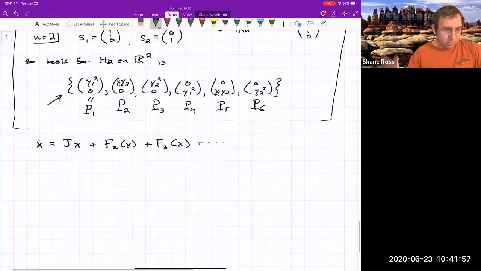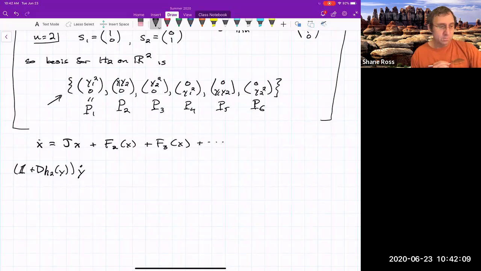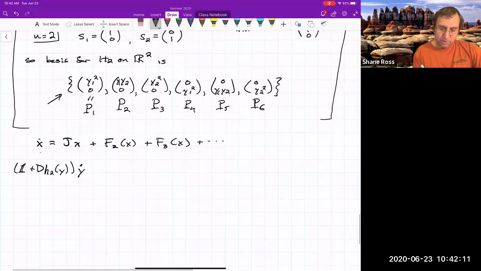And now we write what we have for x dot, right? We've just rewritten x dot in terms of y dot, and that's what it looks like. Now let's rewrite the right-hand side. What will the right-hand side look like?